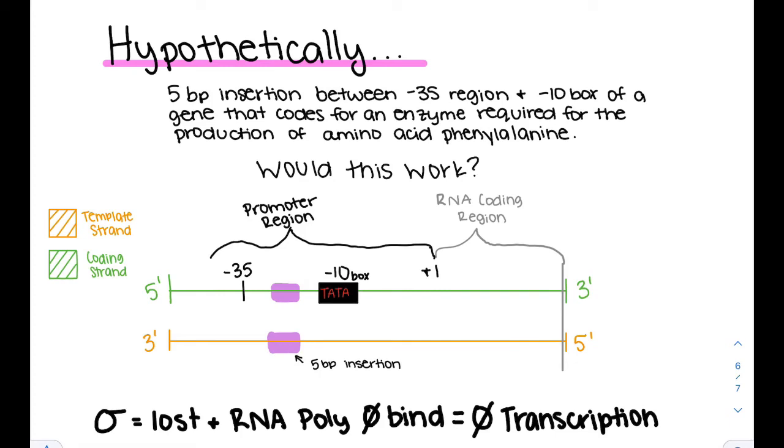Hypothetically, if there is a 5 BP insertion between the -35 region and the -10 box of a gene that encodes for an enzyme required for the production of the amino acid phenylalanine, what would be some of the consequences? With the insertion causing a mutation in the promoter region, the sigma factor would likely be unable to recognize where it is, and the RNA polymerase would not be able to bind to the DNA, leading to an inability for transcription to occur.